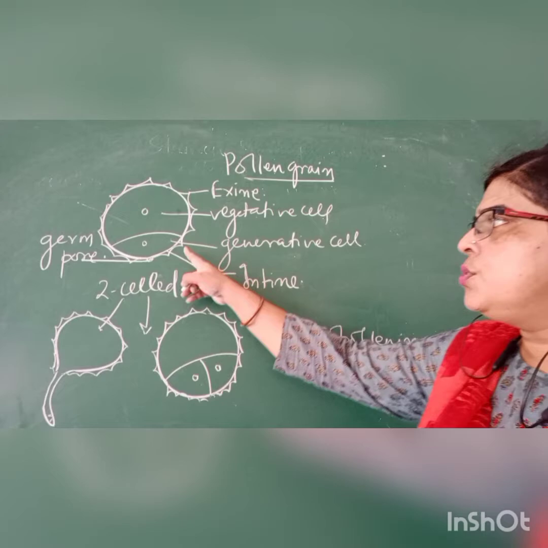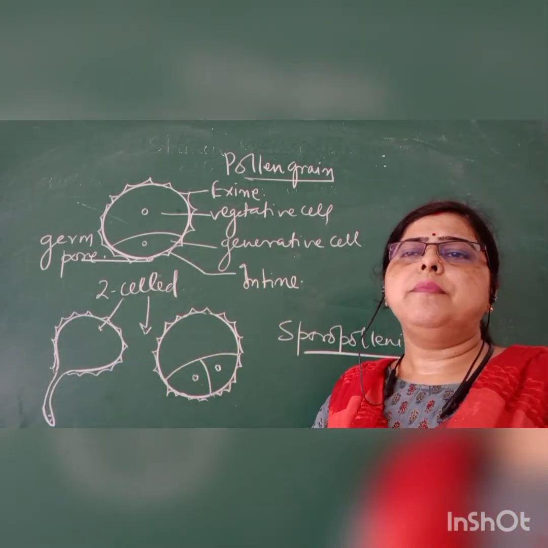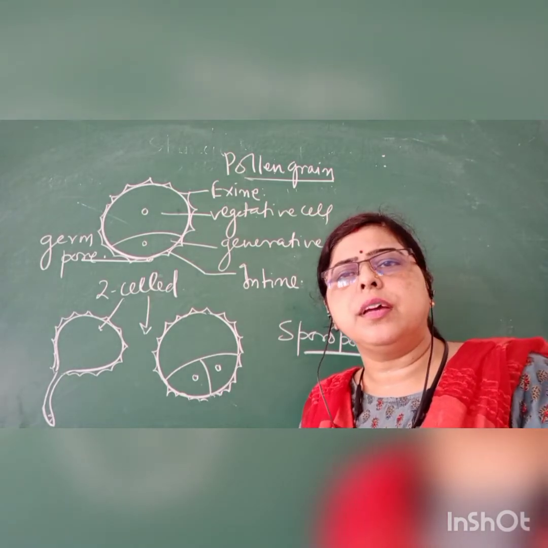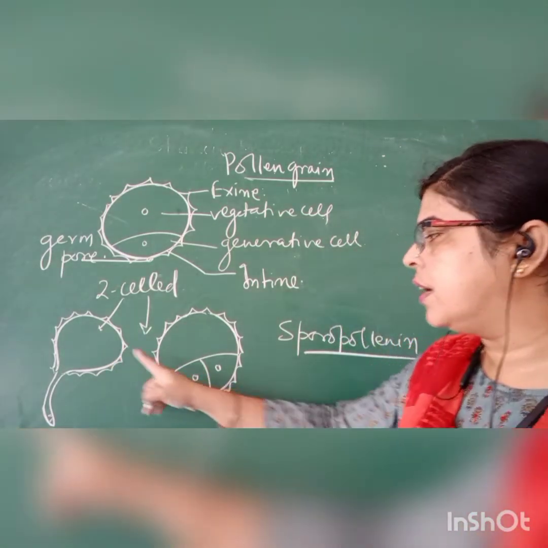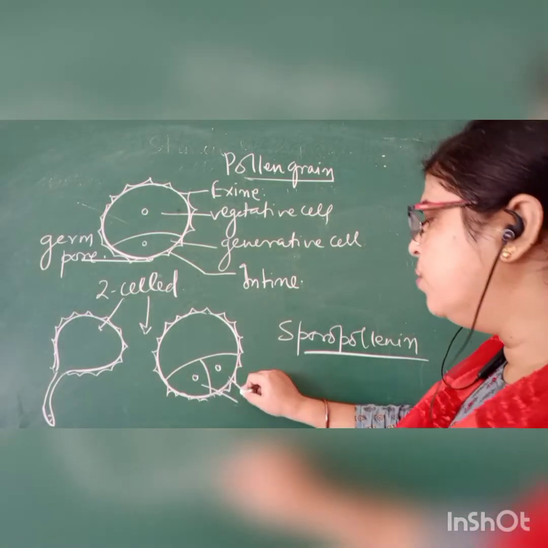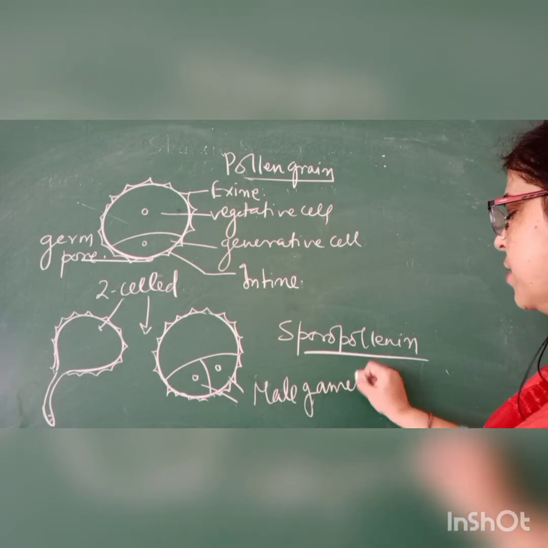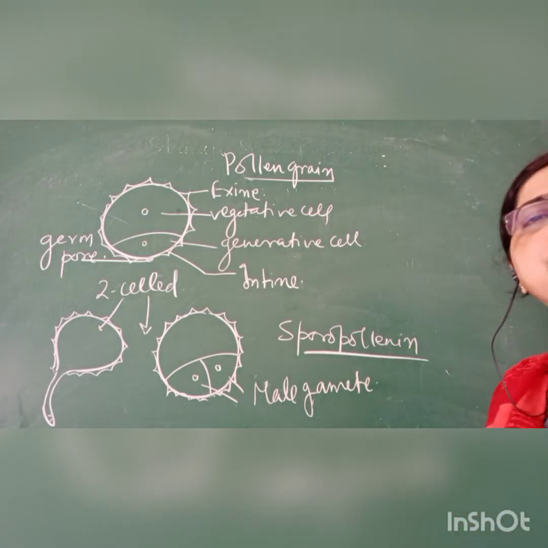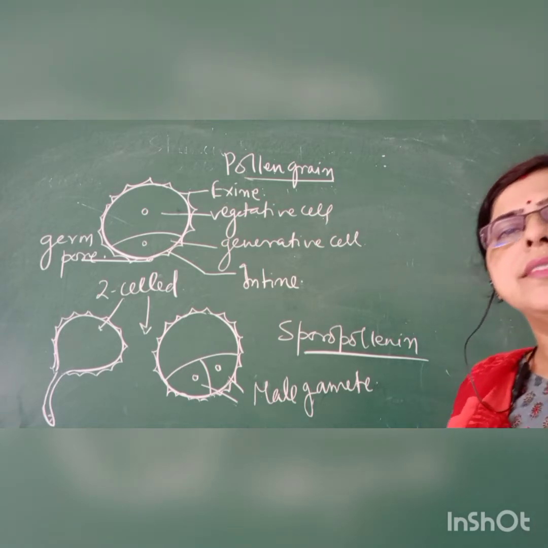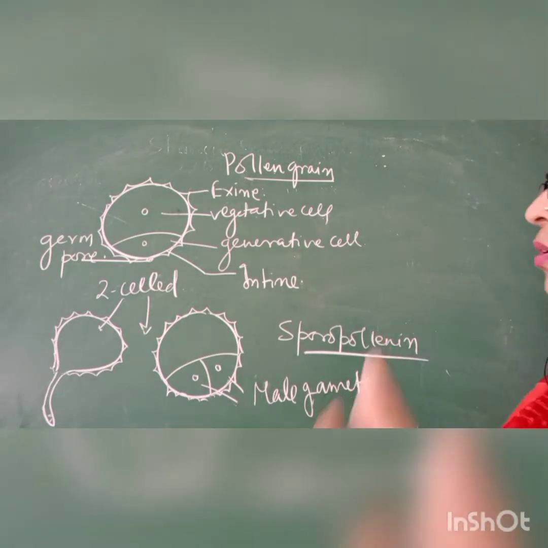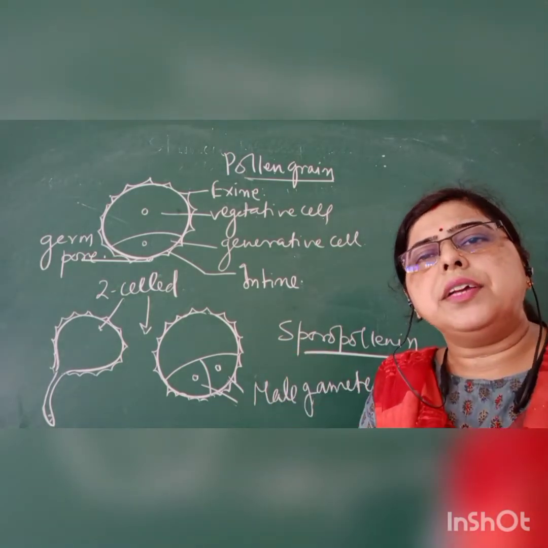Then the 2-celled stage becomes the 3-celled stage. Then the pollen germinates and the pollen converts into the 3-celled stage. It has 2 male gametes, and it is ready for double fertilization. So we will later on see the double fertilization process. But before this, I am going to discuss some important advantages of the pollen.